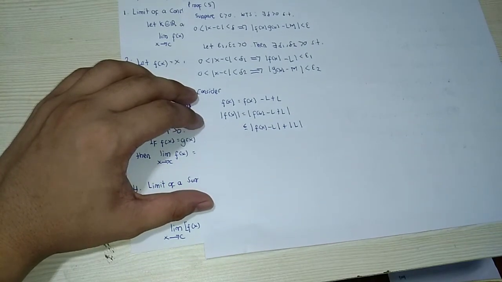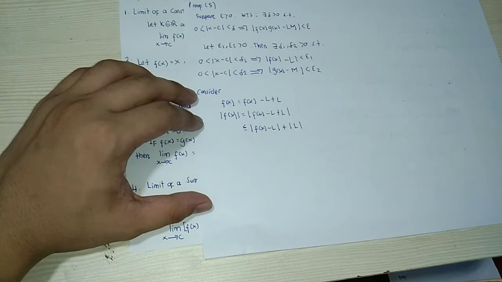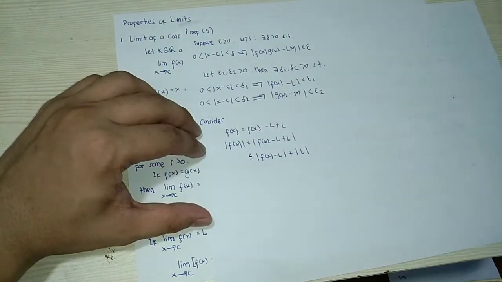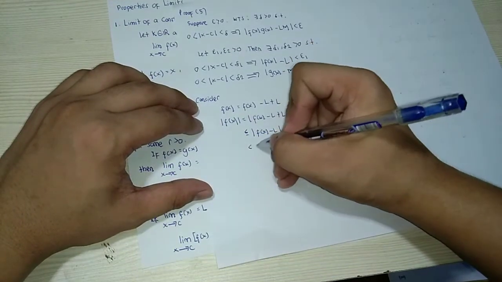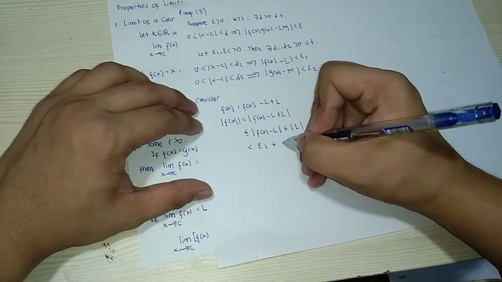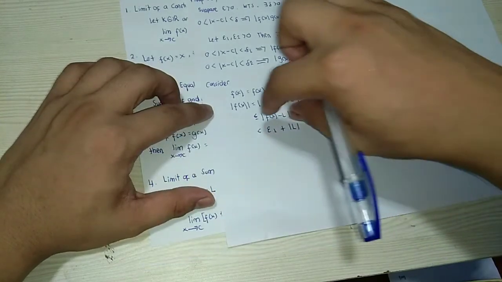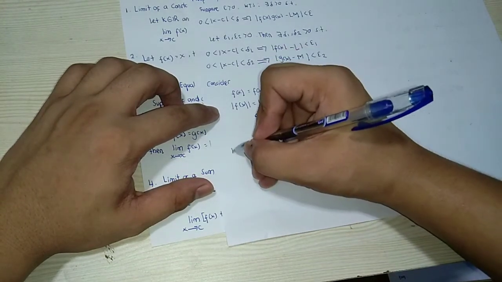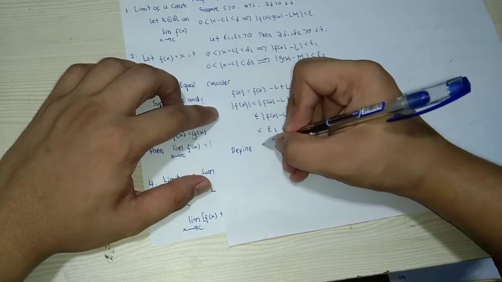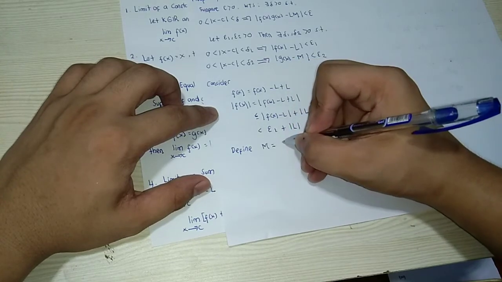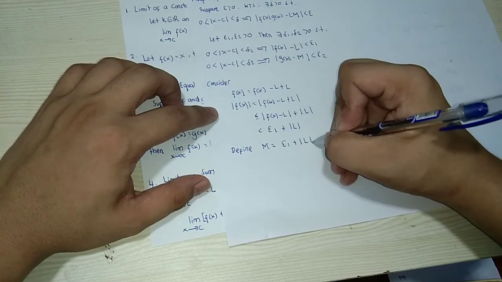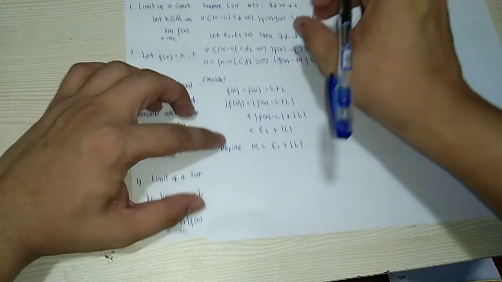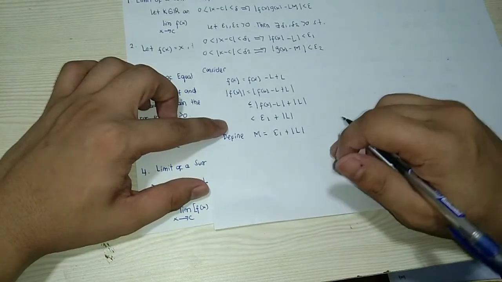Okay, so pinaghiwalay natin. But yung absolute value of f of x minus L according to the given, that is less than epsilon sub 1. So this is less than epsilon sub 1 plus absolute value of L. So let's choose this one to be the value of M. Okay, so let's define M to be epsilon sub 1 plus absolute value of L. So now, i-form na natin yung dito para dito sa conclusion.